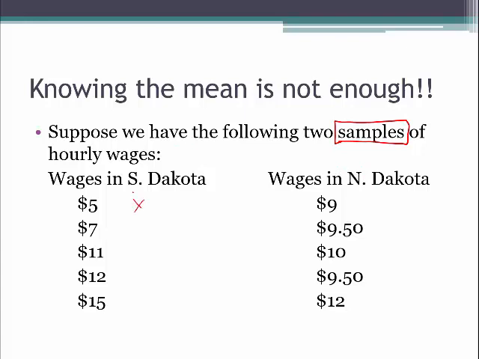If you were to calculate the average wage in each of these, you would end up getting the same. In both cases, you would see that the mean was $10 an hour. But if you look here at the wages in South Dakota, it's 5, 7, 11, 12, and 15. Where in North Dakota, they're 9, 9.50, 10.50, and 12. So it looks like wages in South Dakota are more spread out.